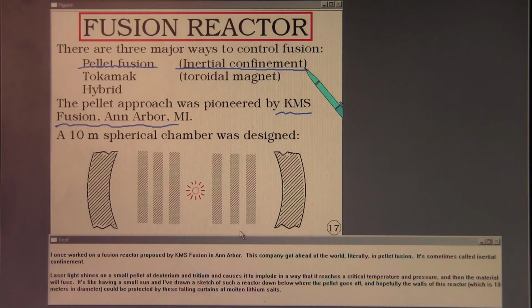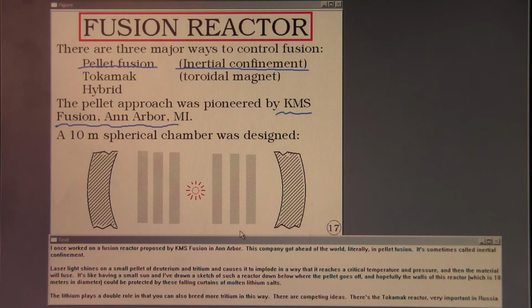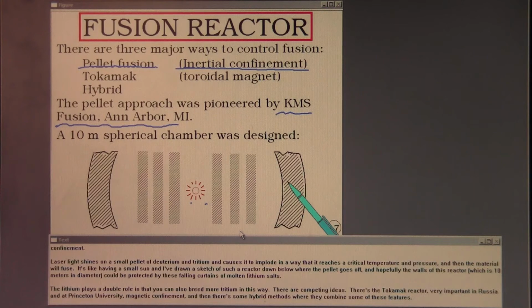Laser light shines on a small pellet of deuterium and tritium and causes it to implode in a way that it reaches a critical temperature and pressure, and then the material will fuse. It's like having a small sun, and I've drawn a sketch of such a reactor down below where the pellet goes off, and hopefully the walls of this reactor, which is 10 meters in diameter, could be protected by these falling curtains of molten lithium salts. The lithium plays a double role in that you can also breed more tritium in this way.